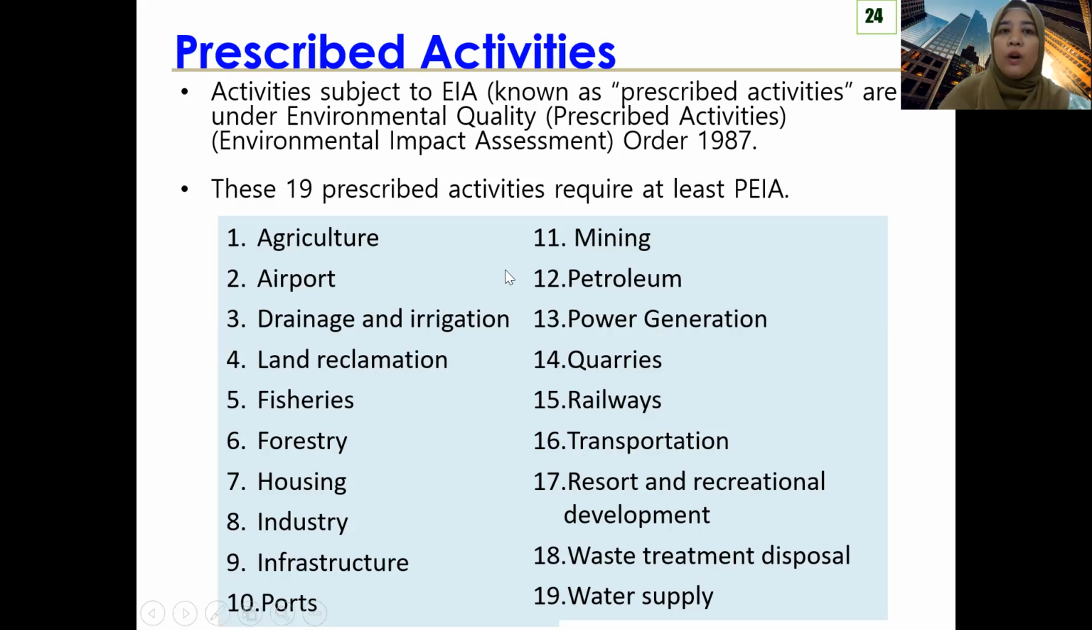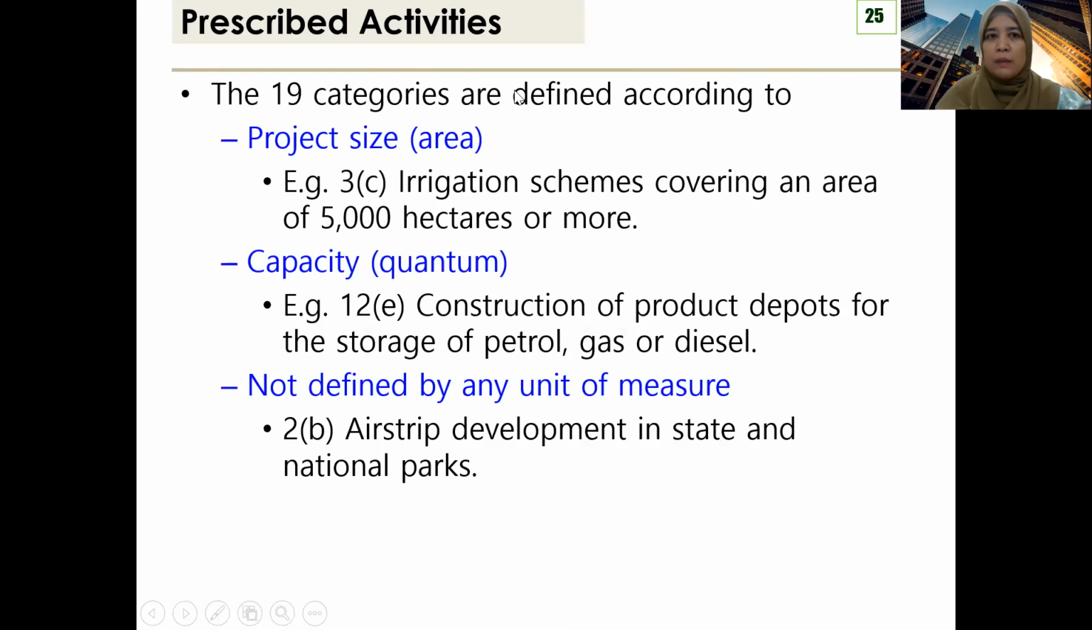So as I said before, these are just the types of prescribed activities. Now we refine the types, okay? The 19 categories are further refined. Kita kecilkan dia. Those are just the titles just now. So they are further defined according to project size, the area. So smaller housing schemes, no need lah. You don't have to do EIA. Smaller land reclamation projects, you don't need to do EIA, for instance. Smaller industrial projects, you don't have to do EIA, for instance.